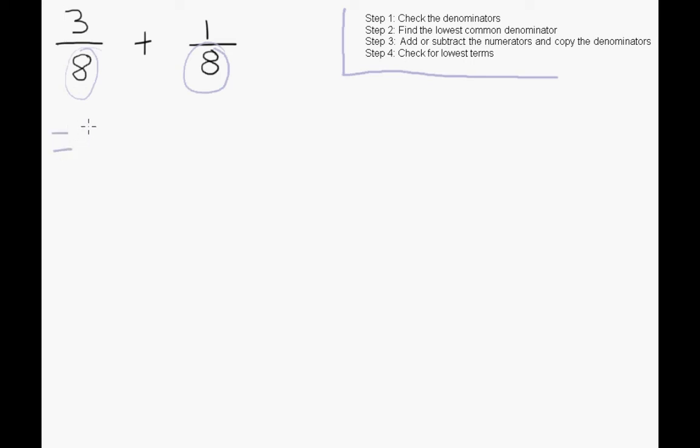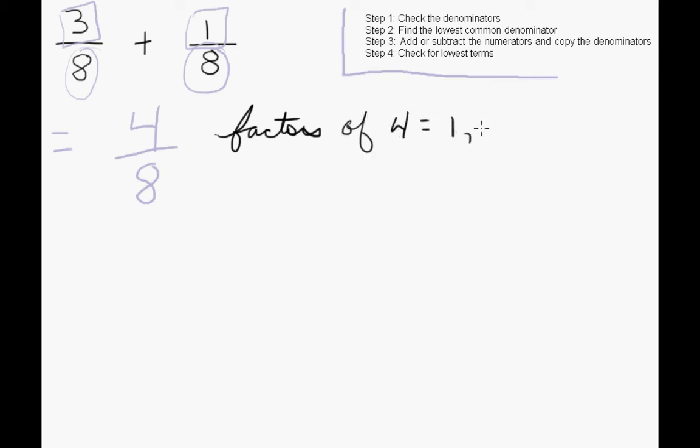Step 3 is adding the numerators 3 and 1. So 3 plus 1 is 4. And we're just going to copy the denominator down. Now, our next step is to move on to step 4 and just check and see if we are in lowest terms. In order to do that, we're going to list the factors of each number. So the factors of 4 are 1, 2, and 4.